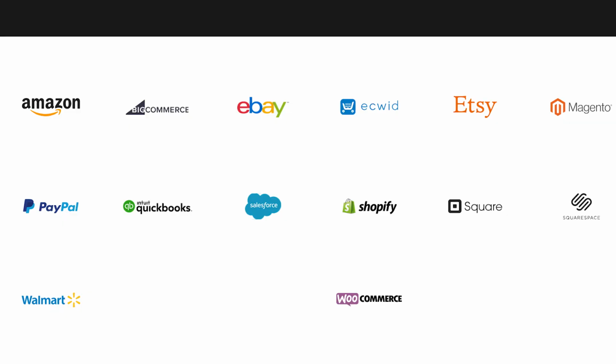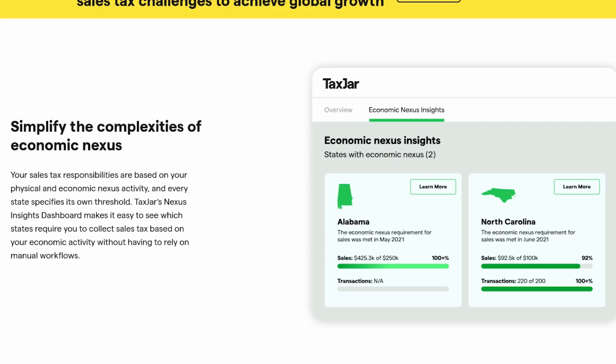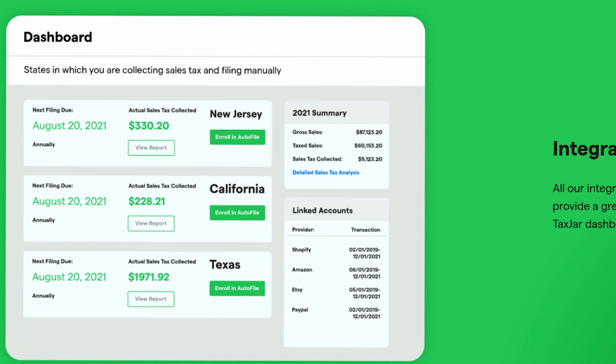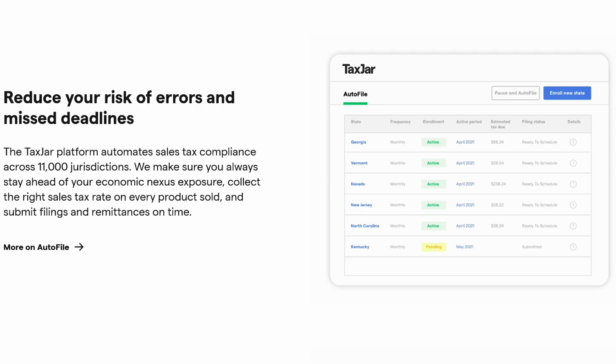Now, what they do is they import all of your data and they integrate into your store or a variety of other platforms. And what it does is it monitors when you are approaching nexus for a specific state. Now, it also allows you to compile all of your sales tax information into reports, generate reports for specific areas, and file sales and use tax reports in all of the different states required on autopilot. This is going to be a complete game changer, making sales in multiple states. It is well worth the investment.